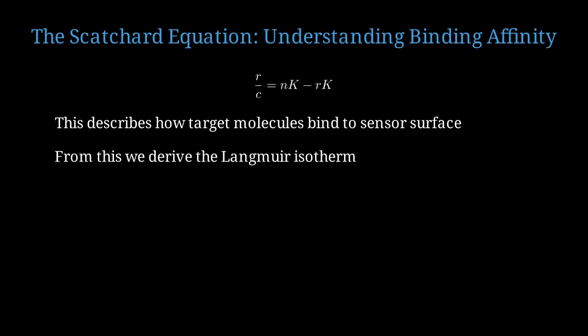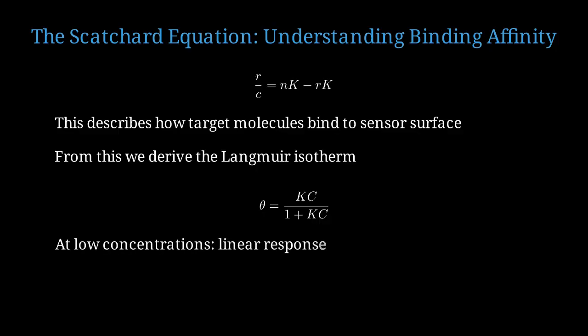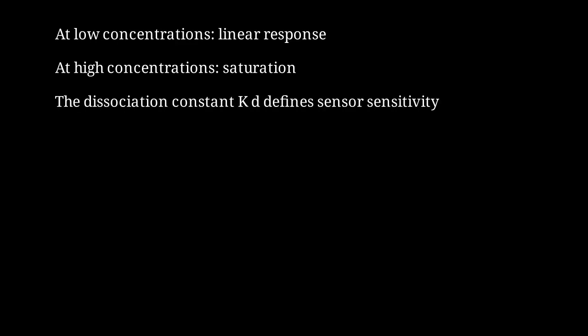From the Scatchard equation, we can derive the Langmuir isotherm, which describes surface coverage. Theta equals Kc over 1 plus Kc, where theta is the fractional surface coverage, K is the equilibrium constant, and C is the analyte concentration. At low concentrations, where Kc is much less than 1, we get approximately theta equals Kc, a linear response. At high concentrations, where Kc is much greater than 1, theta approaches 1, meaning all binding sites are occupied, and the sensor saturates.